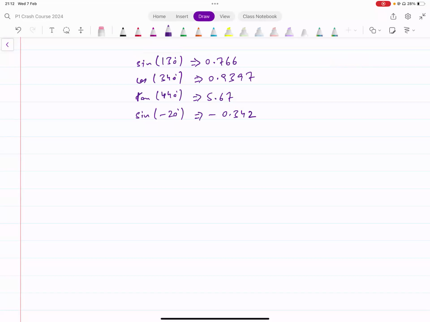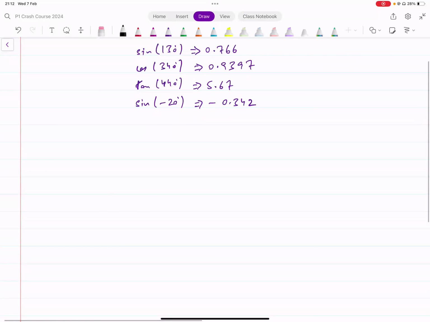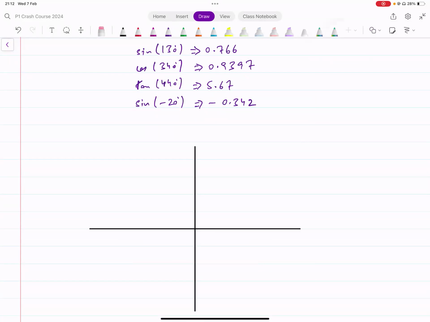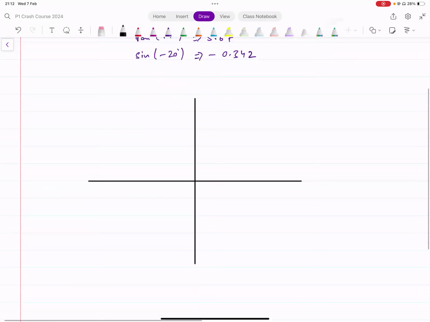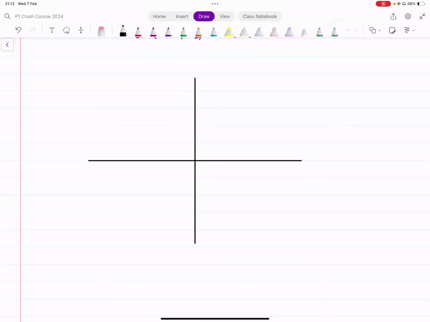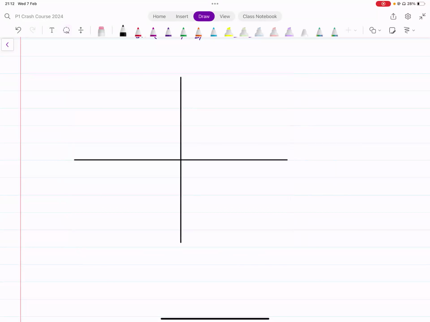So all of these angles are giving us some result when we apply sine, cos, tan on them. Now we need to understand where all of these angles are coming from. Let's try to understand this now. First of all, we need to understand how angles are measured in the first place. Let's think of these x and y axes. We have x axis here and we have y axis here.